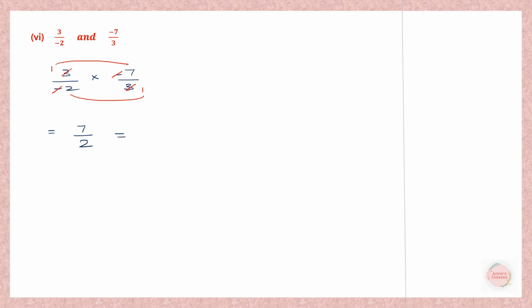Now let's convert this to a mixed number. 2 threes are 6 and what is left? 1, 7 and 2. So what's the answer here? 3, 1 by 2 is our final answer.